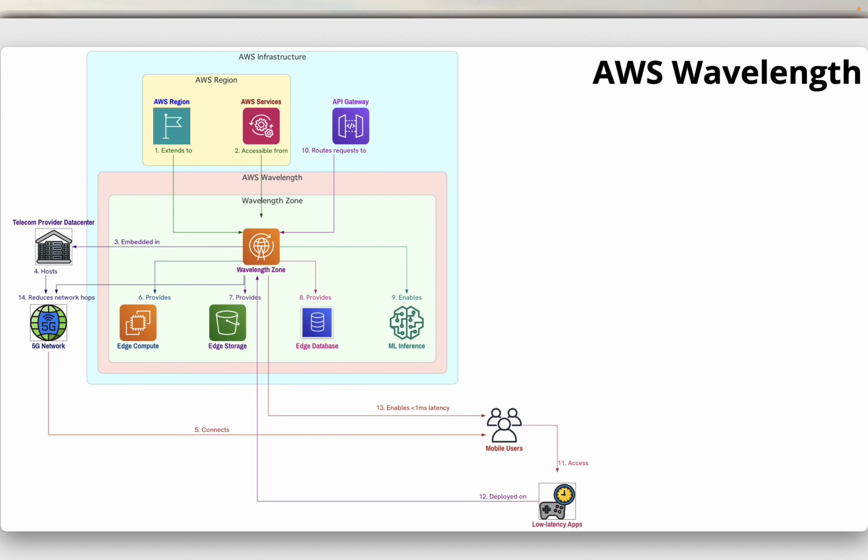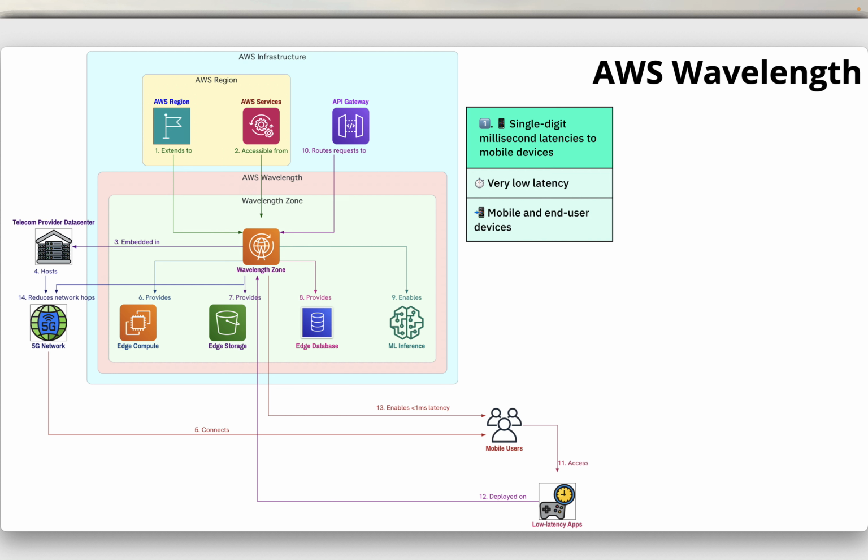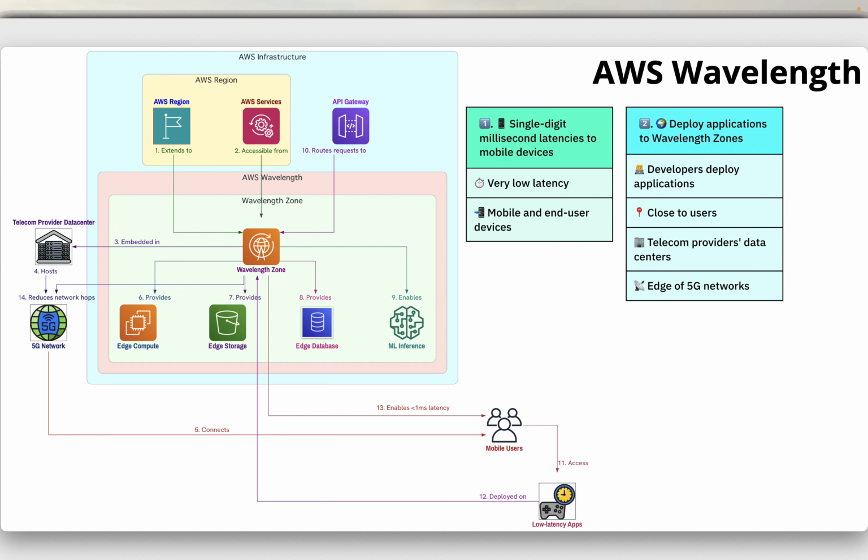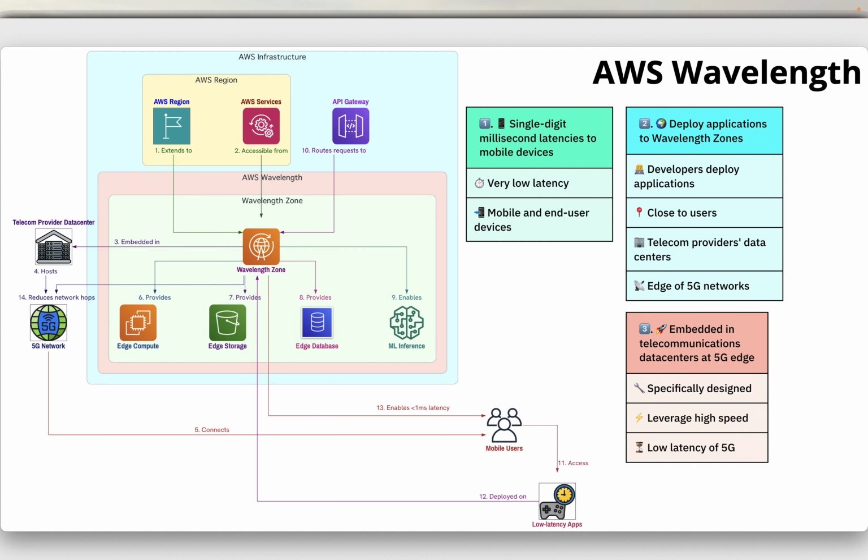Next is AWS Wavelength. So this offers single-digit millisecond latencies to mobile devices. AWS Wavelength enables applications that need very low latency for mobile and end user devices. You can deploy applications to Wavelength Zones. So developers can deploy their applications close to users within the telecom providers' data centers at the edge of 5G networks, embedded in telecommunication data centers at the 5G edge. Wavelength Zones are specifically designed to leverage the high speed and low latencies of 5G networks.